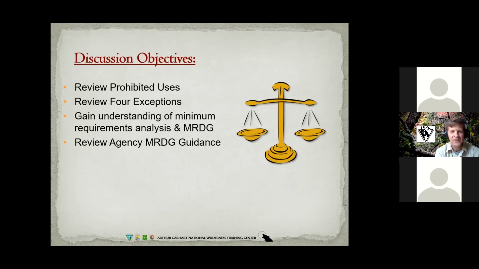And then we'll wind down the end of my presentation with a review of what different agency guidelines are on the use of the MRDG. So that's what we'll hopefully achieve by the end of my session.